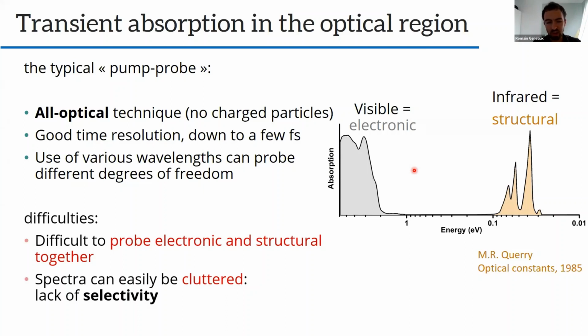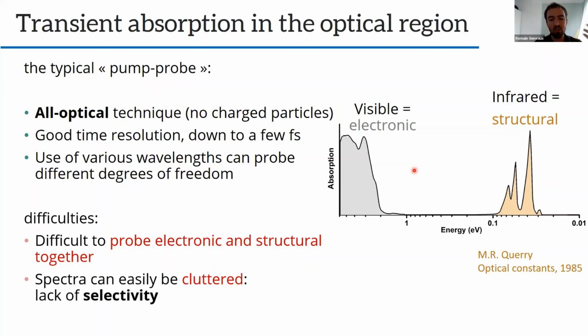And the second difficulty is that, as you saw before, the spectra can get a bit cluttered in the way that everything kind of overlaps on top of each other. And you have a lack of selectivity in your probing step. You kind of probe everything at the same time sometimes, especially when you go to bigger systems. It's kind of hard to get the simple picture of, this product is here, this excited state is here, etc. Which is why it's important to think about going to another spectral range.